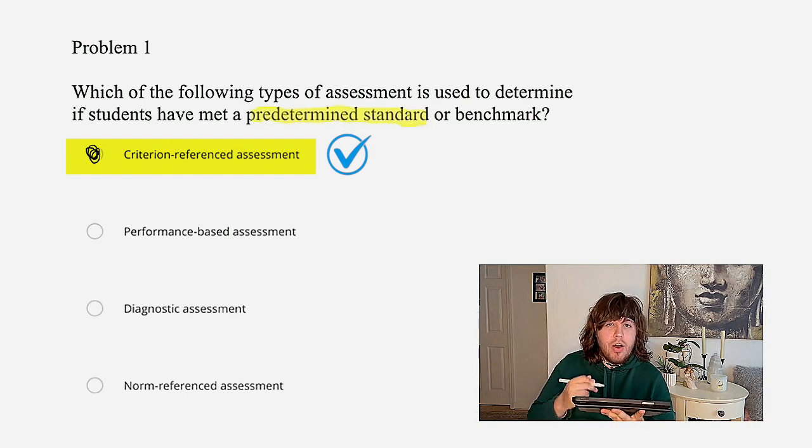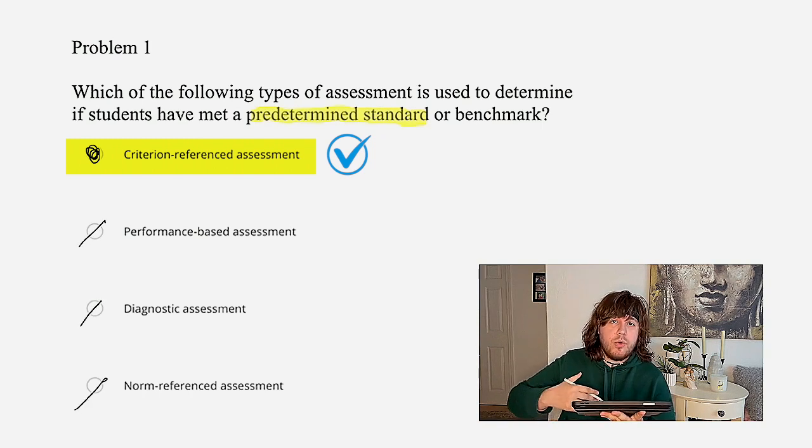B, C, and D all list types of assessments, like C, a diagnostic assessment. But a diagnostic assessment, for example, is just a test that you give at the beginning of a course to see where students are at skill-wise. All of these other assessments are not criterion referenced. In other words, we don't take those scores and compare them to a preset standard, and so they are not our answer. A is our correct answer, a criterion referenced assessment.